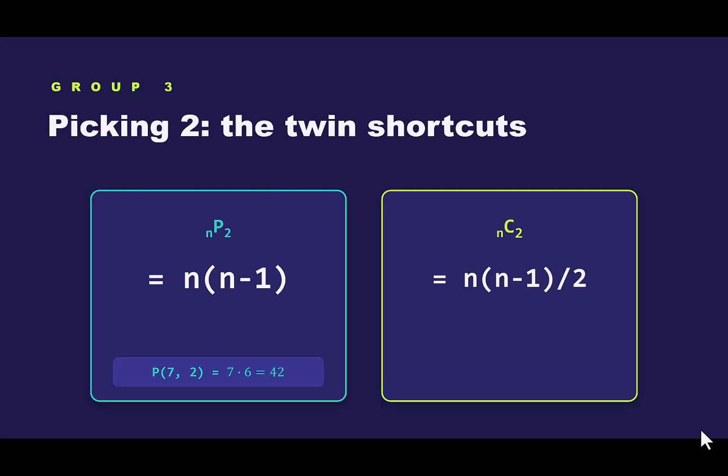For a combination of n choose 2, we have n times n minus 1, but now we're going to divide by 2 to get rid of the duplicity that comes from order. So if we look at the combination of 7 choose 2, we'll again do 7 times 6, but now we divide by 2 to get 21.